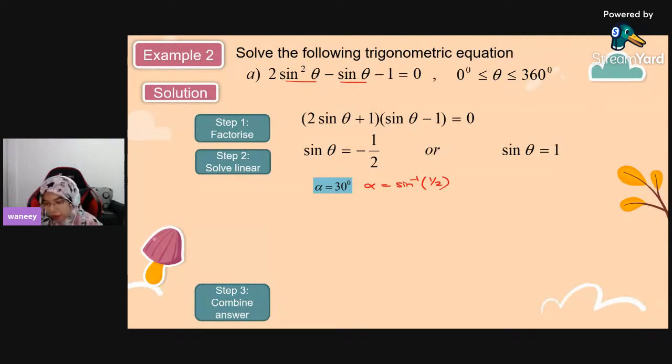So basically if you are using your calculator, on top of the sine, the cos and the tangent, you should have your arc sine, arc cos and arc tangent.